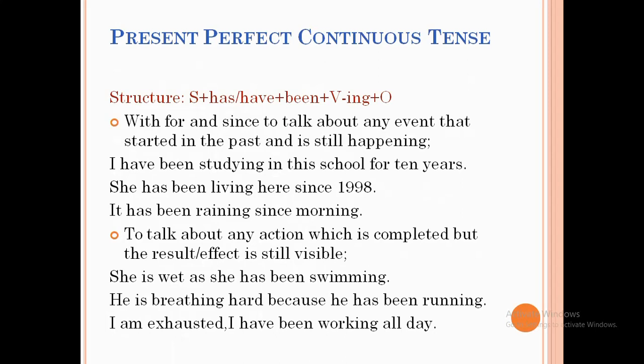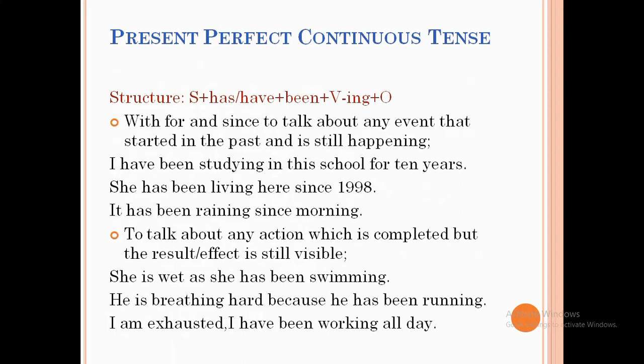Let's see some examples. I have been studying in this school for 10 years. So, studying in this school was started 10 years ago, means it was started in the past and is still going on. So, another example, she has been living here since 1998. She started living here in 1998 and still she is living there. It has been raining since morning. This is another example. See, raining was started in the morning and it is still raining.